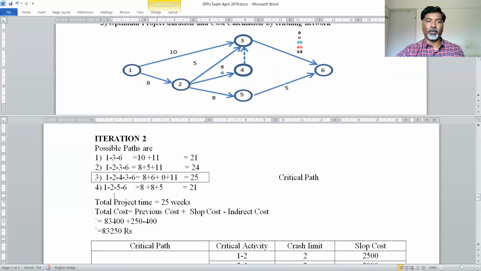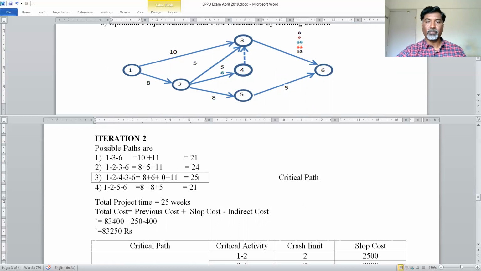And then after finding the possible paths by entering their relative time required to complete the particular activities, you have to identify the maximum cost, or you can say maximum time required to complete the particular project. And in this case also, the critical path is 1 to 2, 2 to 4, 4 to 3, and 3 to 6. And the cost is 25 weeks.